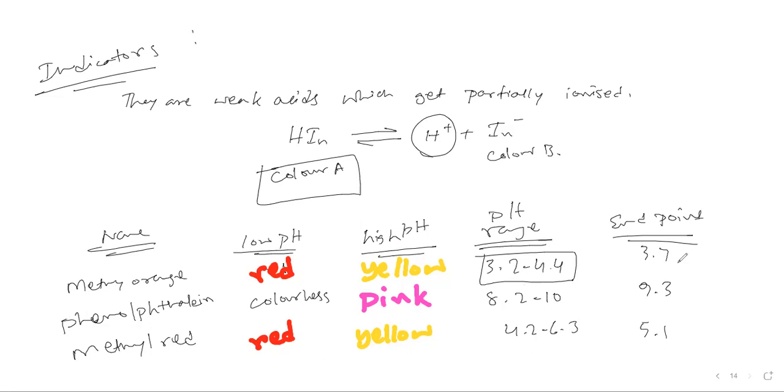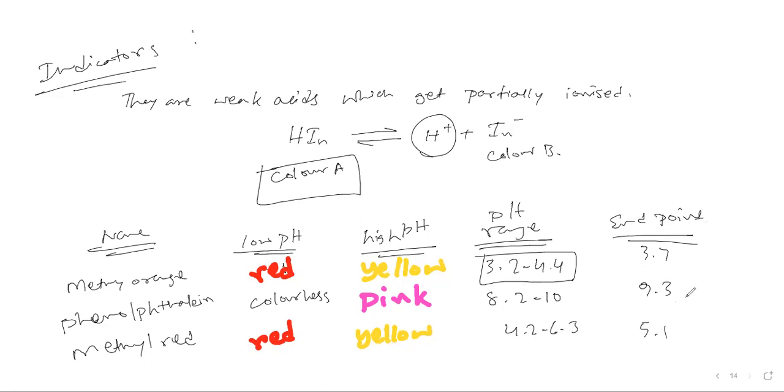Now the end point is the point where methyl orange changes its color completely, and it won't change its color anymore. That's the point where it will change its color. So 3.7 is the best point for methyl orange to get its color. That means methyl orange works at very low pH values.